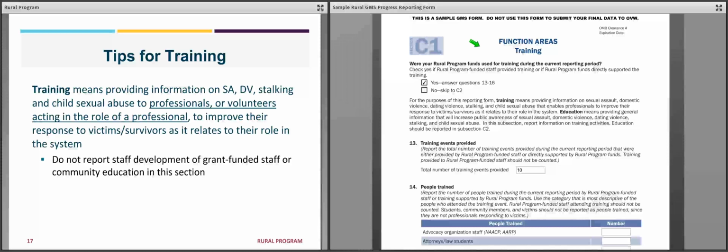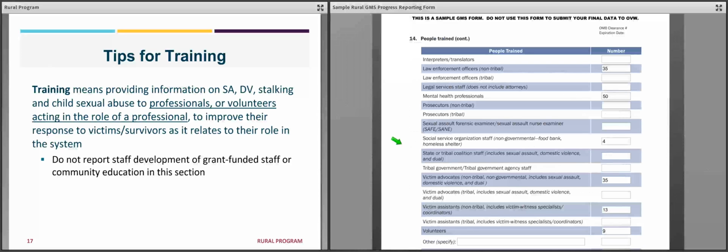In this section, in question 13, training events provided, you report all training events you provided in the current reporting period. In question 14, you report the number of people trained through the training events that were reported in question 13. Also in this question, you report attendees by discipline. You go through the list of existing categories, and in the appropriate category, report the number trained.